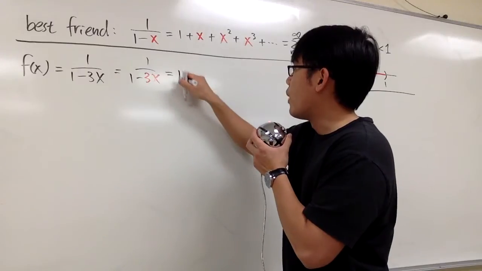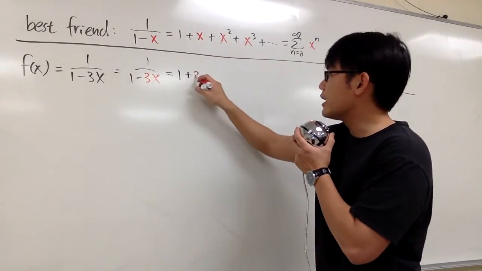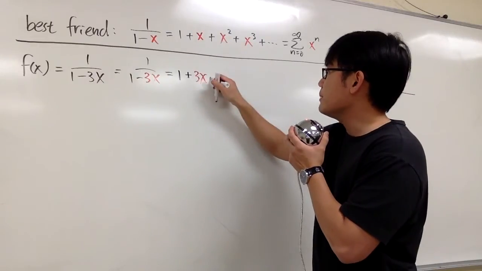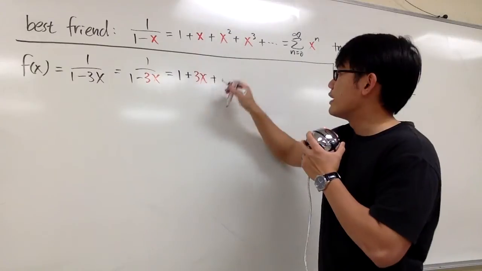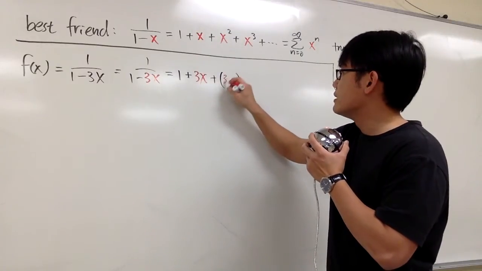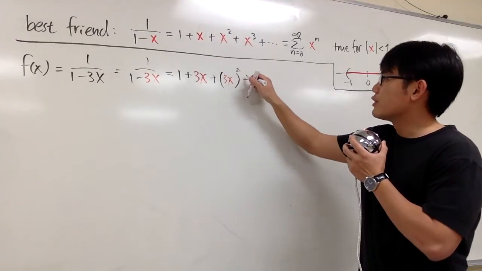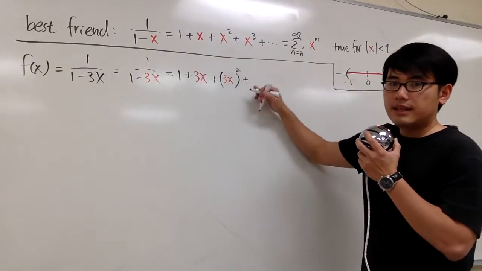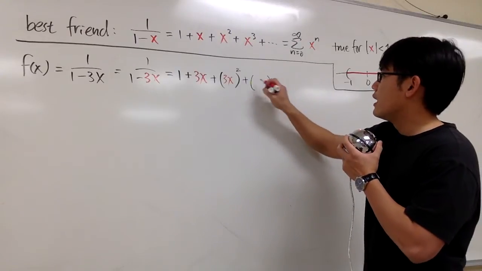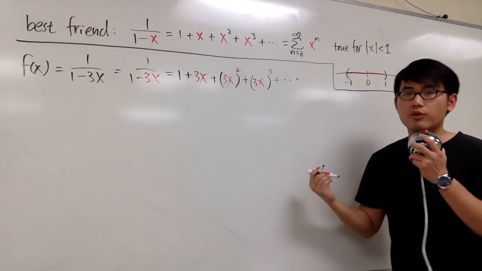And let's go ahead and do that. This will be 1 plus, instead of x, now we have 3x. So let me put down 3x, and then we have another plus 3x, we put that in parentheses, and then raise that to a second power. So it looks like this, 3x to the second power. And then the next one is going to be plus, putting 3x in parentheses for this x, and then raise to a third power. 3x in here to a third power. And this keeps on going forever.